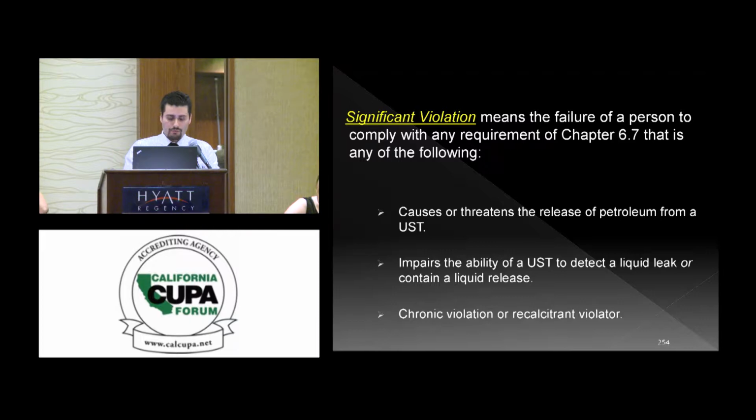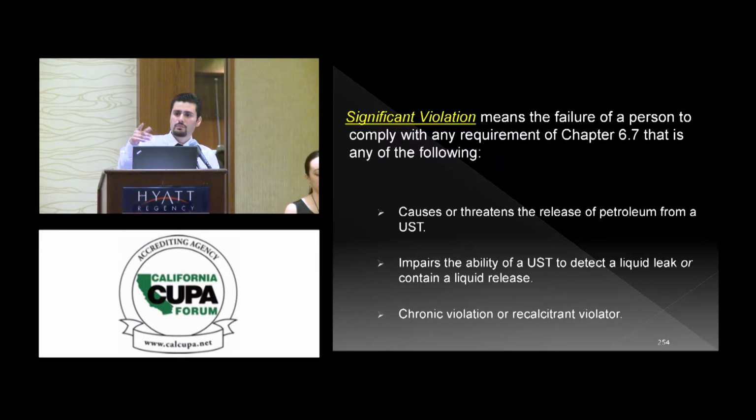And then we're going to define certain things. Like I said earlier, significant violations, we're talking about a failure to comply with the requirements set forth in 6.7 that can be part of any of the following. Again, causing or threatening a release of petroleum from a UST system, or impairs the ability of a UST to detect liquid or contain liquid release, or a chronic violator or recalcitrant violator.